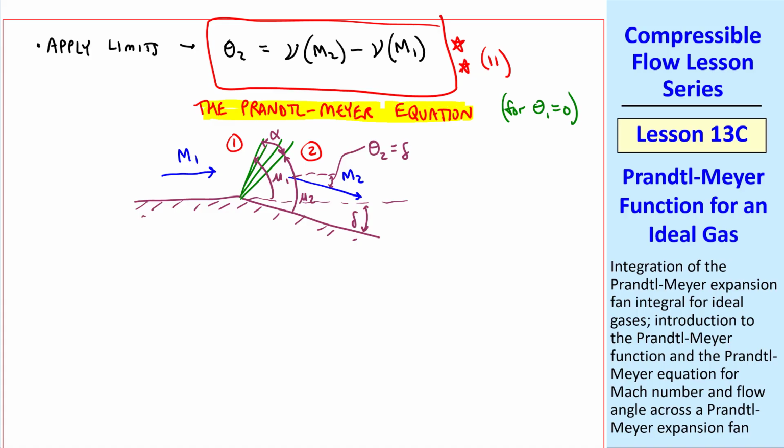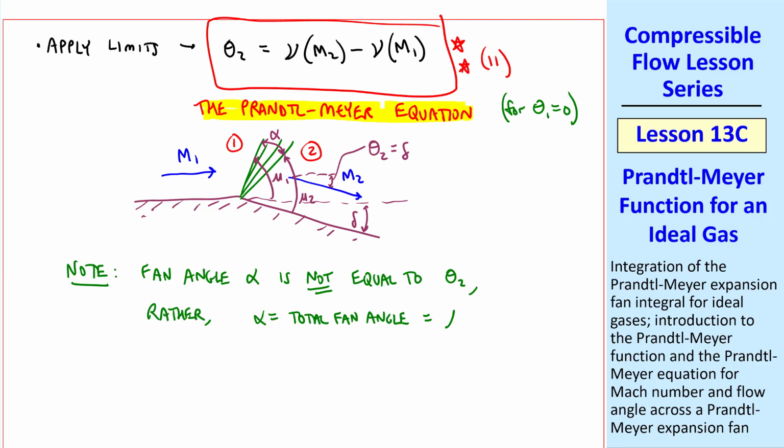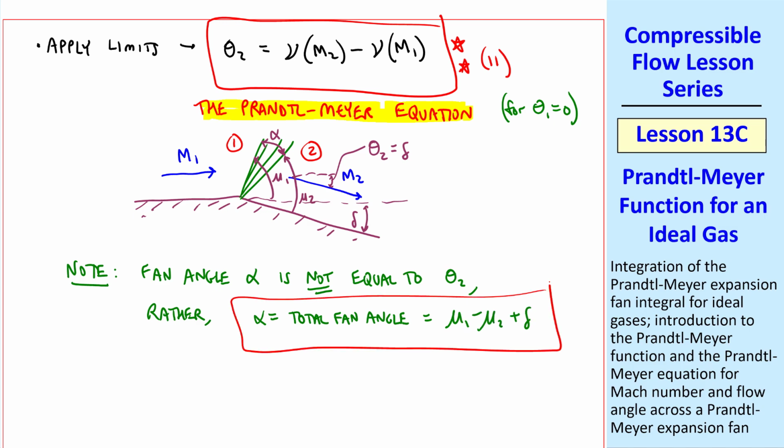And for our problem, since we know theta 2, we can use this Prandtl-Meyer equation to get M2. I'll make a comment here. Fan angle alpha is not equal to theta 2. Rather, from our sketch, we see that alpha is mu1 minus mu2 plus delta. This will be a useful equation later on when we solve these flow problems.